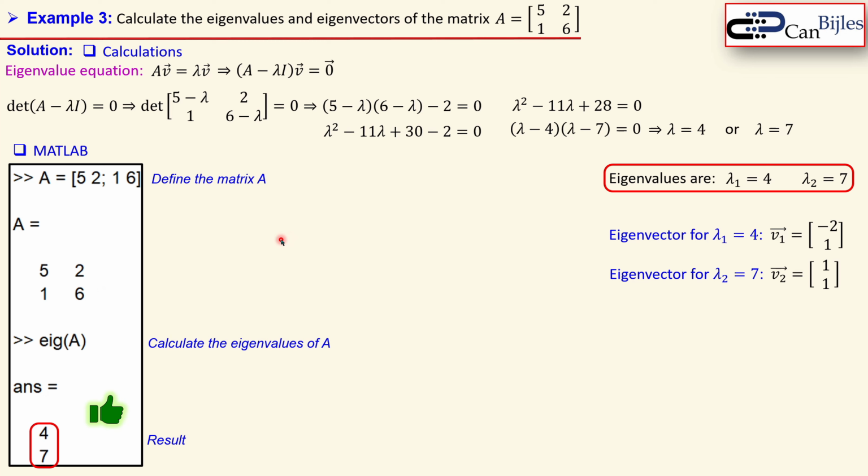Alright, this was our example considering the eigenvalues and eigenvectors. We have briefly discussed the definition of an eigenvalue and eigenvector, and we have worked out here 3 examples considering this eigenvalue and eigenvector problem.